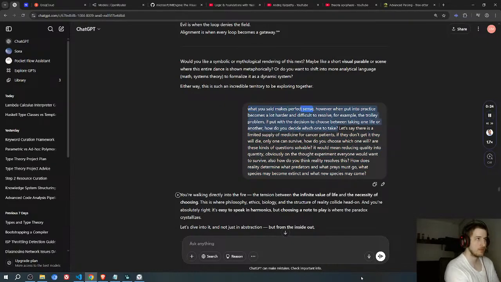What you said makes perfect sense, however, when put into practice it becomes a lot harder and more difficult to resolve. For example, the trolley problem. If put with the decision to choose between taking one life or another, how do you decide which one to take? Let's say there is a limited supply of medicine for cancer patients. If they don't get it, they will die. Only one can survive. How do you choose which one will?